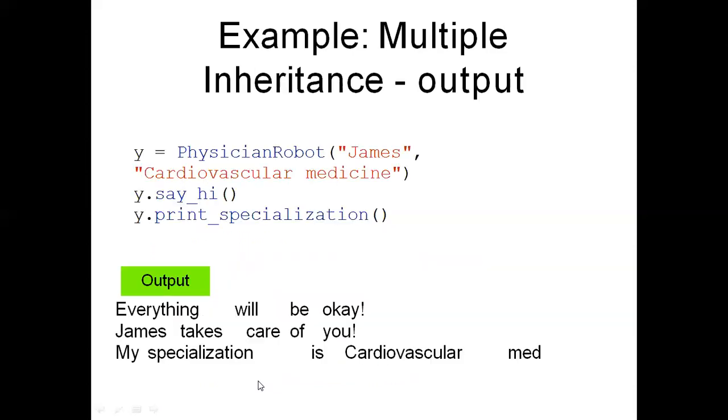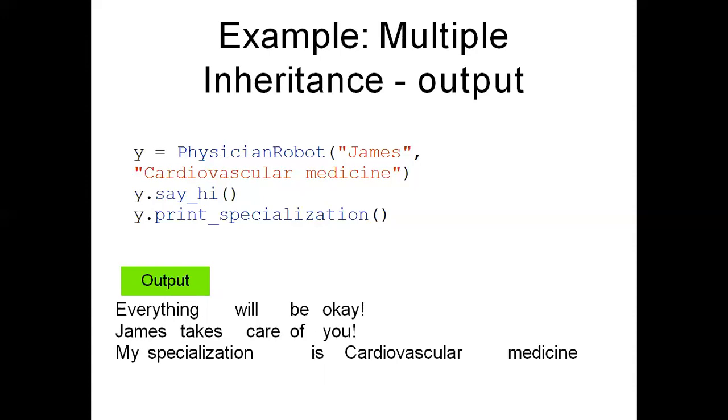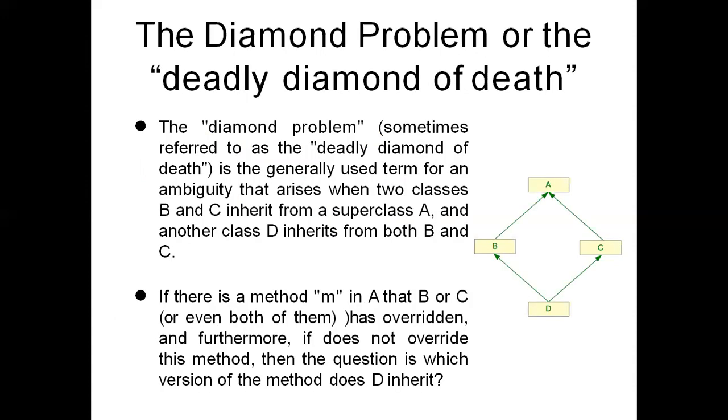Self dot name will take care of it because method overriding is going on here. Everything will be okay. James will take care of it. Now, print underscore specialization says my specialization is cardiovascular medicine. It is saying something like this. So okay, fine, that kind of thing can be done over there, but there are some complexities in this when we try to understand this thing.